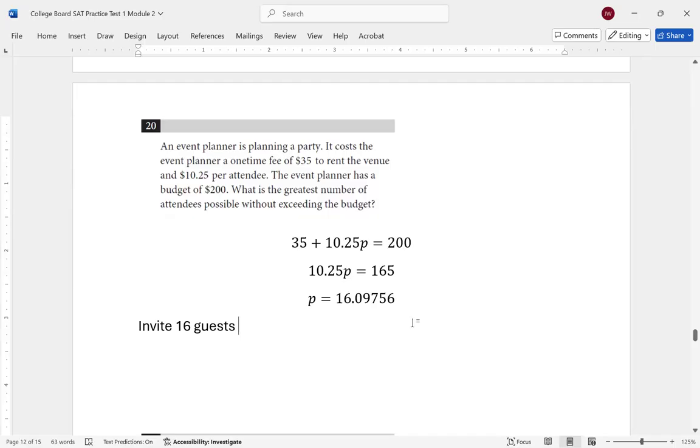If we tried to invite 17, we'd be over that $200 allowance. And by the way, you could check this if you want to by plugging in 16 and seeing that 35 plus $10.25 times 16 is $199. So we're just under our $200 budget. But if we would have invited 17 guests, we would have been over our $200 budget.